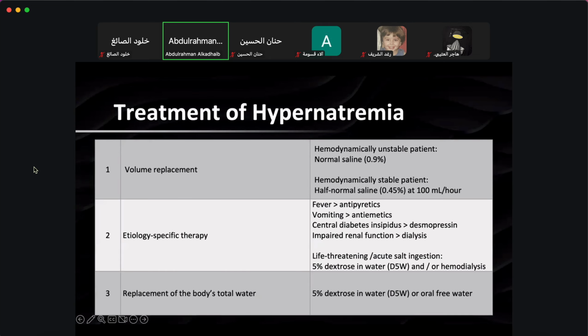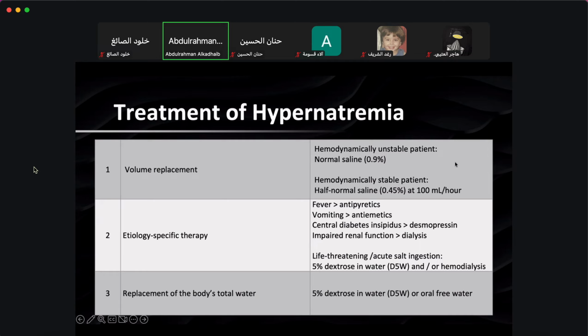So we'll just talk briefly about the treatment of hypernatremia. It's kind of different than the treatment of hyponatremia. We usually classify it into three main steps. We should start those steps in order. So the first step is basically the volume replacement. And it depends whether the patient is hemodynamically stable or unstable. So in case of hemodynamic instability, we usually give a bolus of normal saline, like a 0.9%. And in case of a hemodynamically stable patient, we usually go with half normal saline.